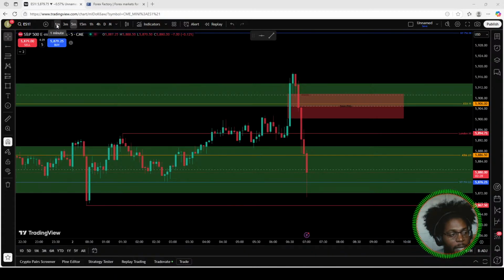So I'm kind of deciding how I want to play this because it's pretty obvious that we've sold off. But was that because of news, or did it just want to sweep some extra liquidity? It's kind of the decision I have to make right now.